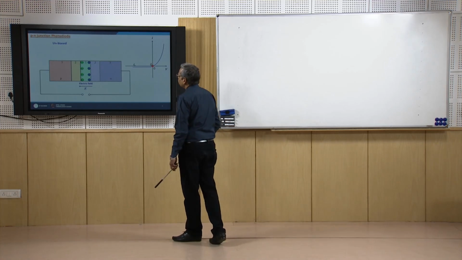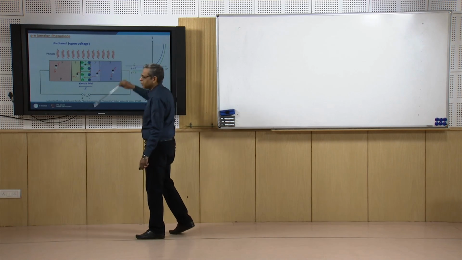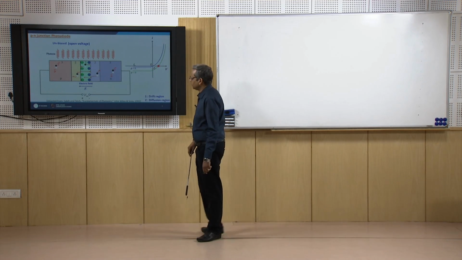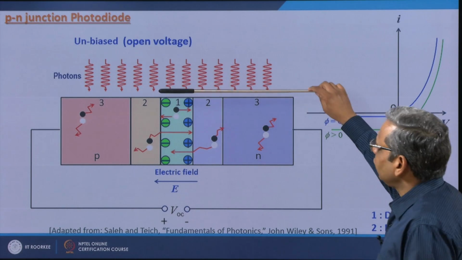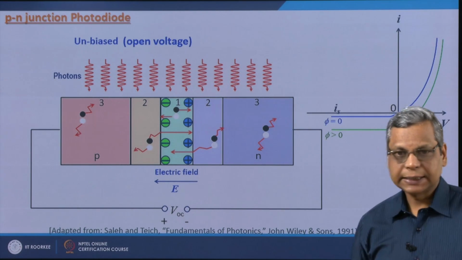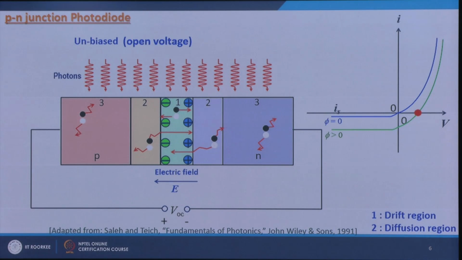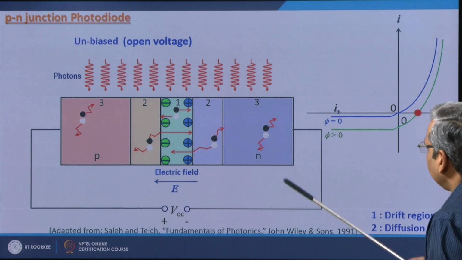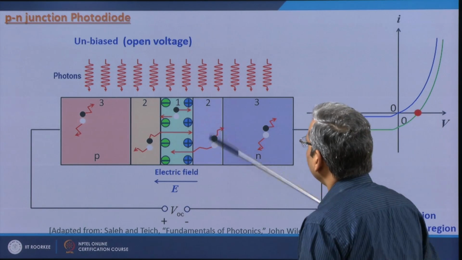Now, what you do is you incident photons on this, you incident optical energy onto this PN junction diode. Now, if the energy of these photons is sufficient to generate electron hole pairs, that is, it is larger than the band gap, then this will result in generation of electron hole pairs everywhere.